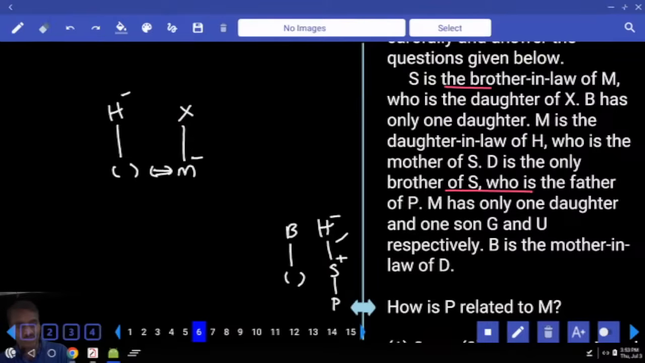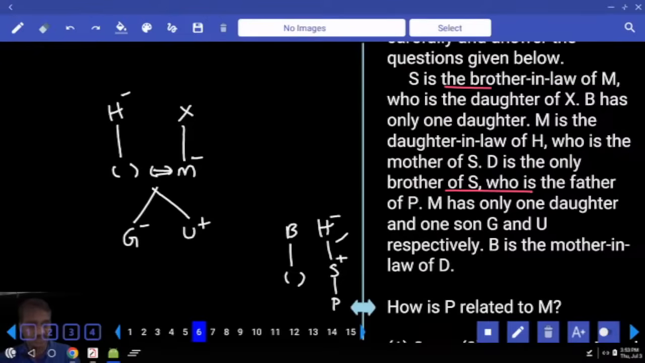And M has only one daughter and one son. M is having a son and a daughter. Who are those two? G and U respectively. G is the son and U is the daughter. Respectively means in the same order. G is the daughter and U is the son.